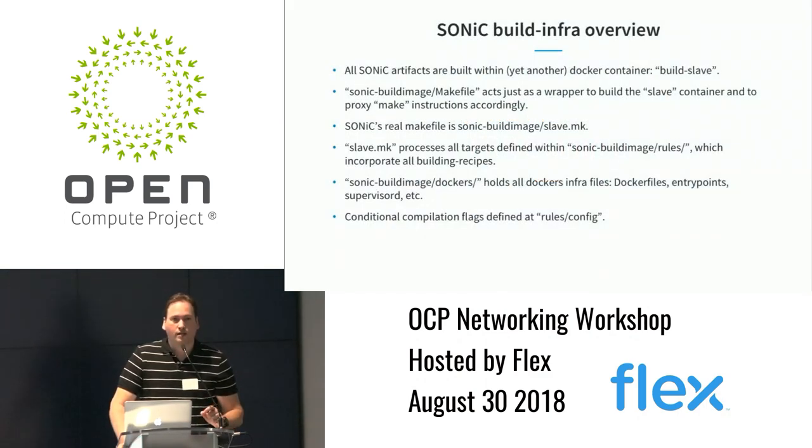Before I'm able to explain a high-level view of what we did, I need to spend a couple of minutes talking about the SONiC build infra. For those of you that don't know, all SONiC artifacts are built within yet another Docker that we call the Docker slave. Everything is built inside that Docker. The build image makefile, the makefile that we all see, is just a wrapper to build that slave container. That's not the real makefile that we use to build the targets that we need for SONiC. The real makefile is the one called slave.mk. That is the one that processes all the targets that are defined on the recipe files, which are in the rules folder. And that's the one that really does the heavy lifting.